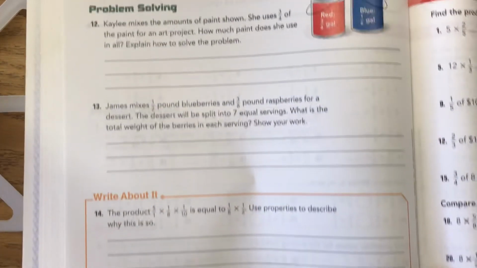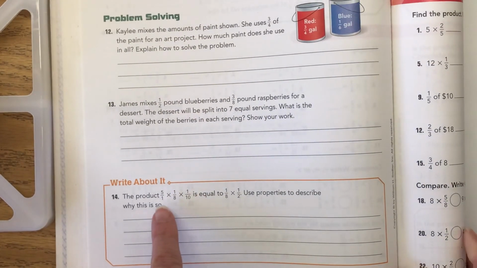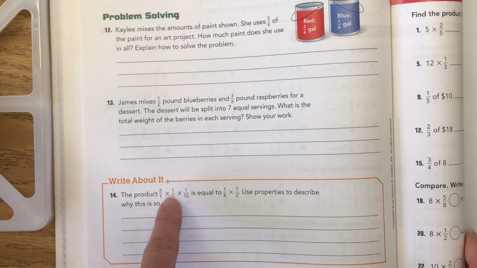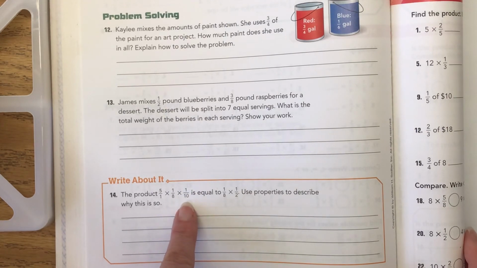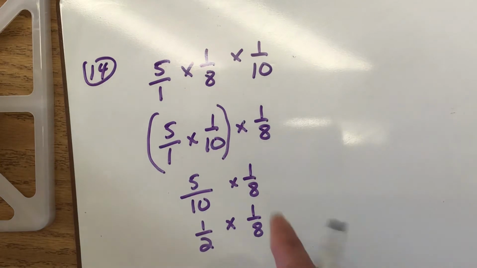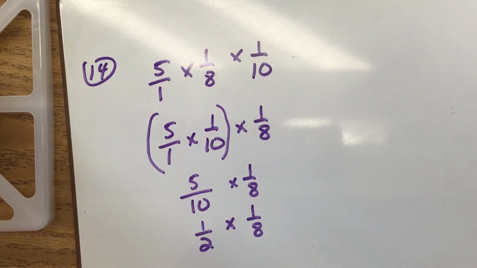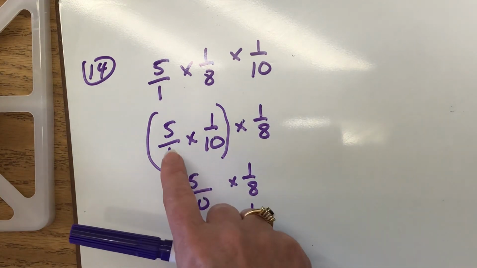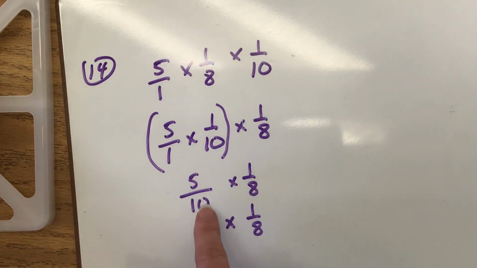which is what the original problem said, that 5/1 times 1/8 times 1/10 is equal to 1/8 times 1/2. So I used the commutative property to change the order, and then I used the associative property to group 5/1 times 1/10, which is 5/10 or 1/2 times 1/8.